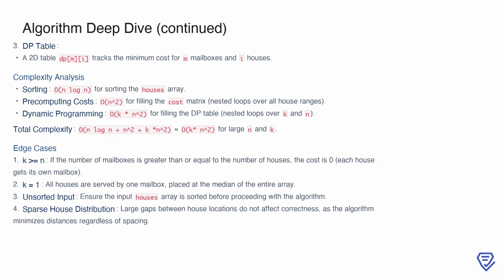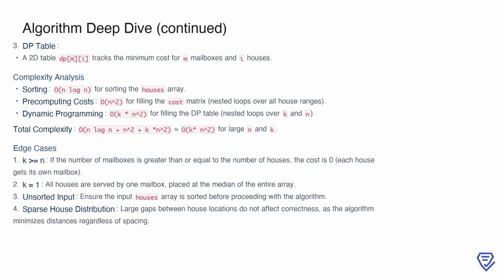It's also important to consider edge cases. For example, if k is greater than or equal to the number of houses, the cost is 0 because each house can have its own mailbox. When k equals 1, all houses are served by a single mailbox placed at the median of the entire array. For unsorted input, we must ensure the houses array is sorted before proceeding. Finally, even if the house locations are sparsely distributed, the algorithm remains correct, as it inherently minimizes distances regardless of the spacing between houses.